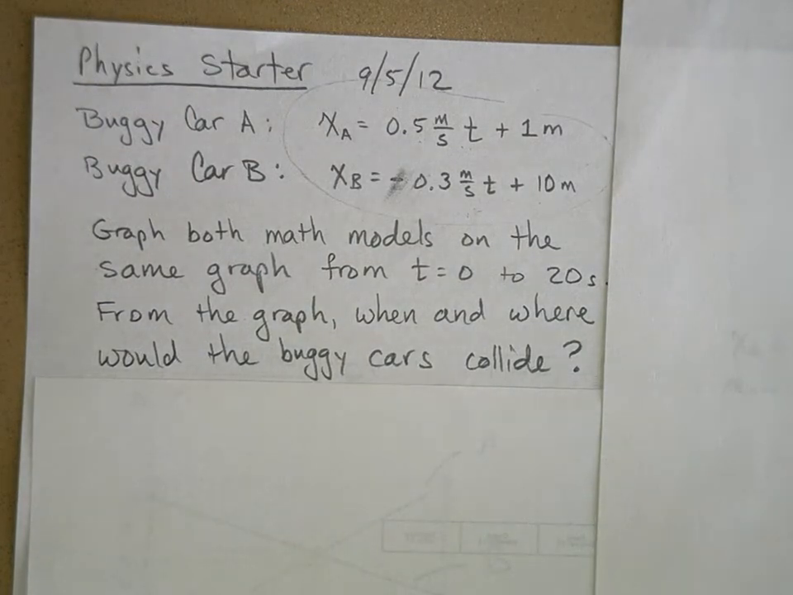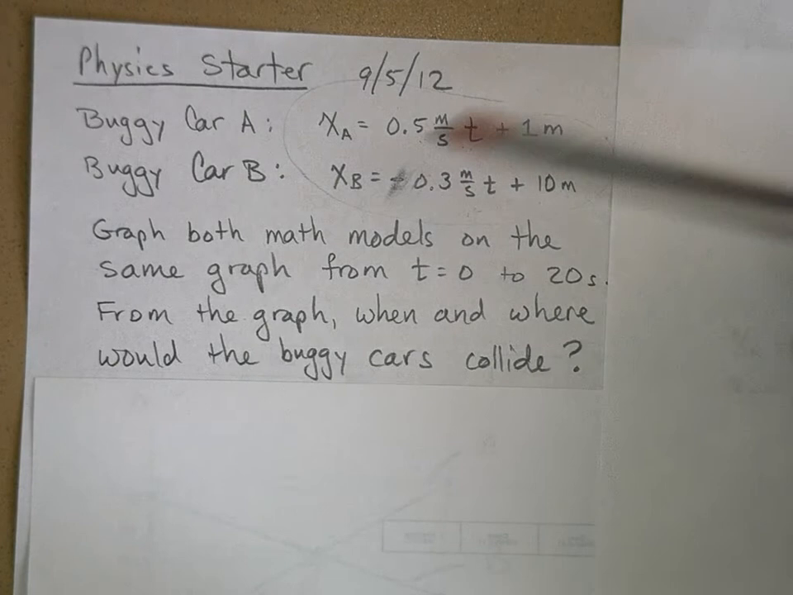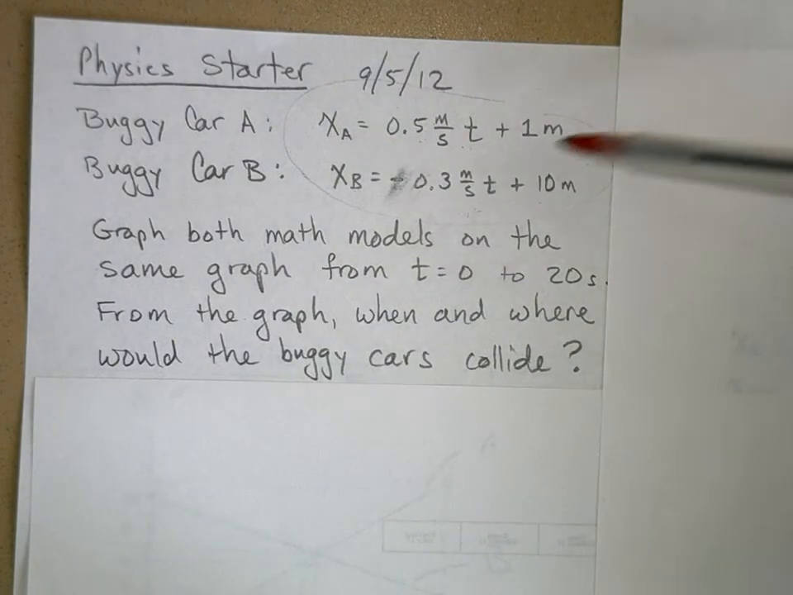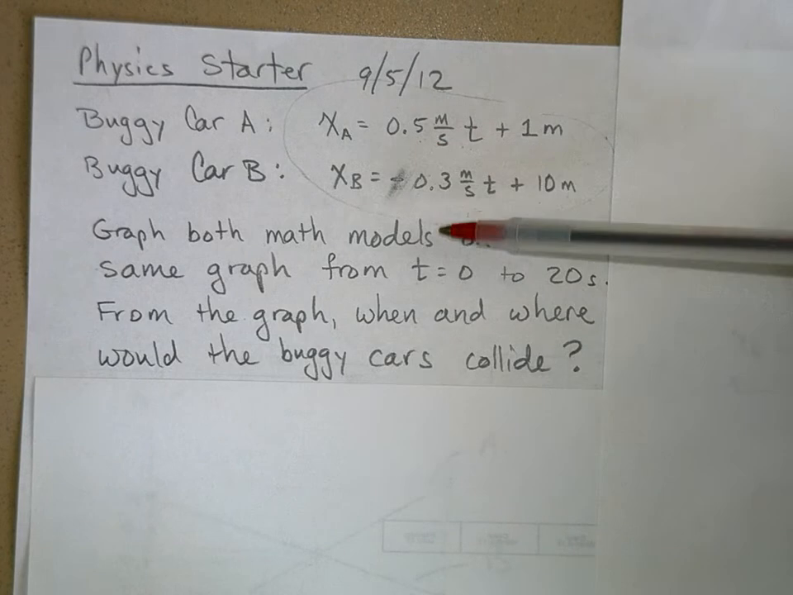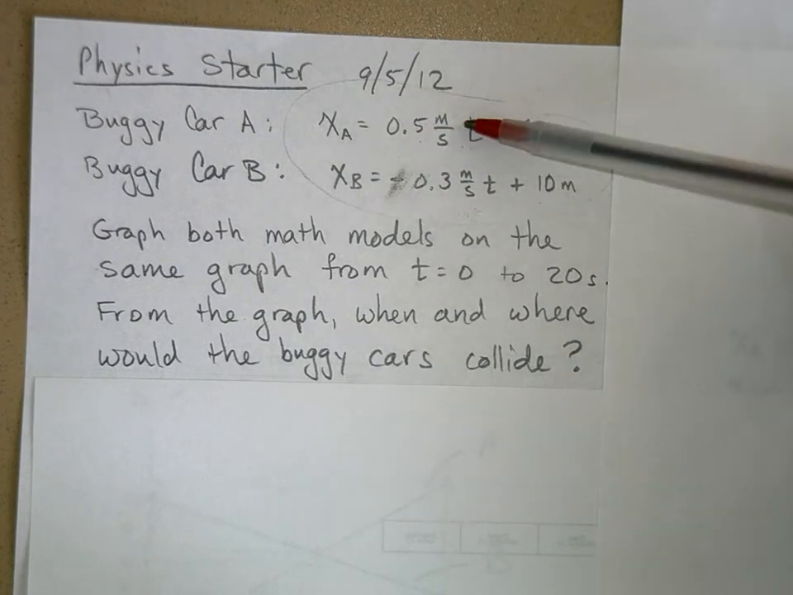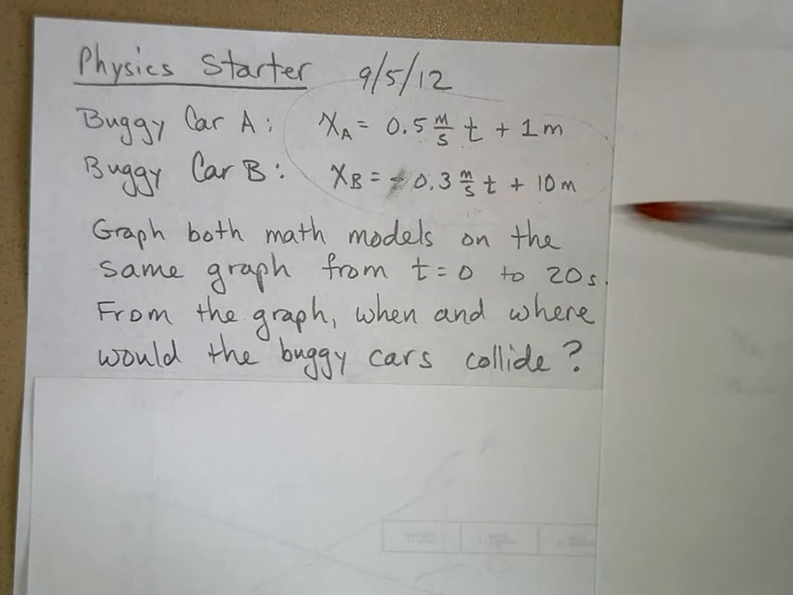Okay, so here is today's starter. You were given two buggy cars, and these are the mathematical models that describe how the position of those buggy cars changes with time. Their starting positions, and this is how fast they're going and in what direction. Buggy car A is moving in a positive direction, buggy car B is moving in a negative direction.